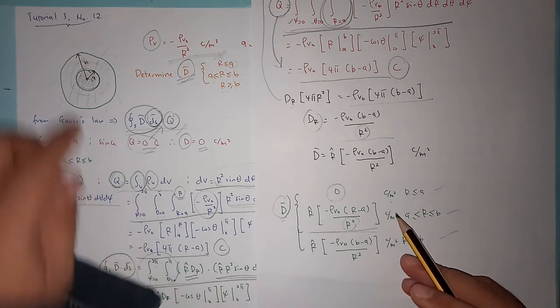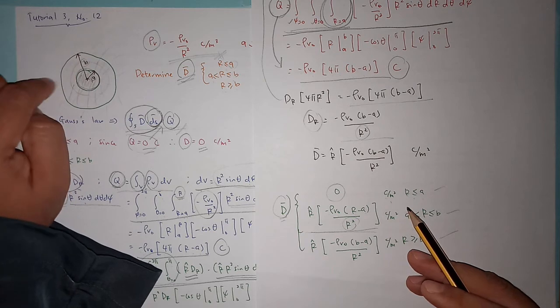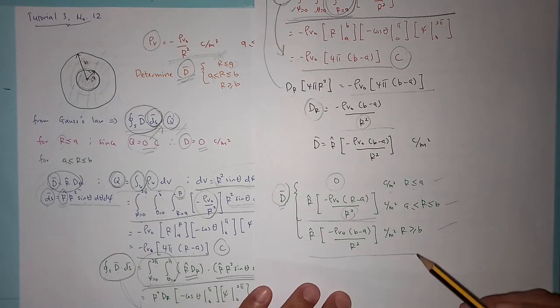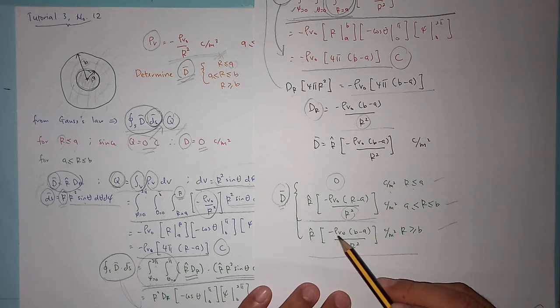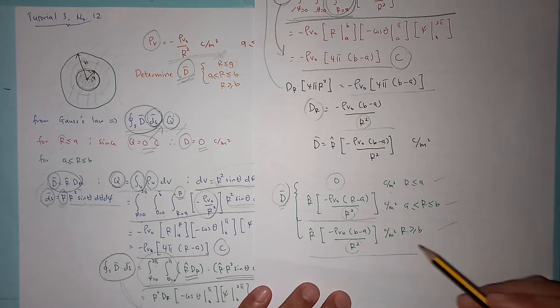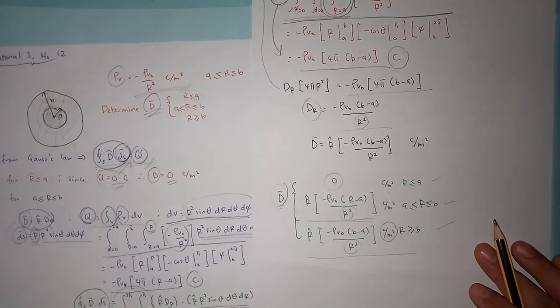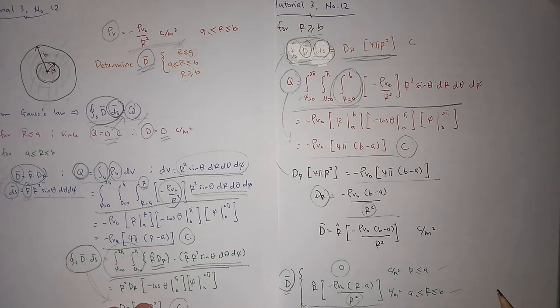And in the region outside this charge, the expression for the flux is given by r cap times minus rho v naught, (b minus a) divided by r squared, and the unit is still the same, coulomb per meter squared. Alright, so that's all for the solution for tutorial 3, question number 12.